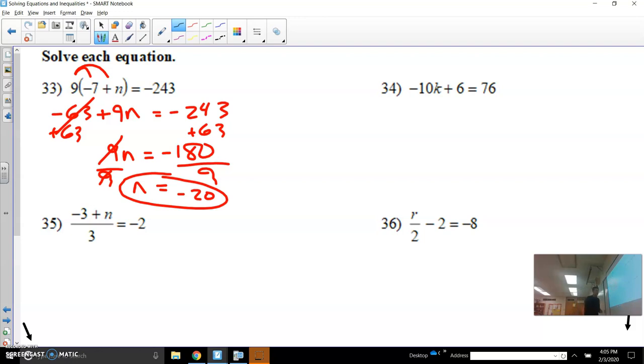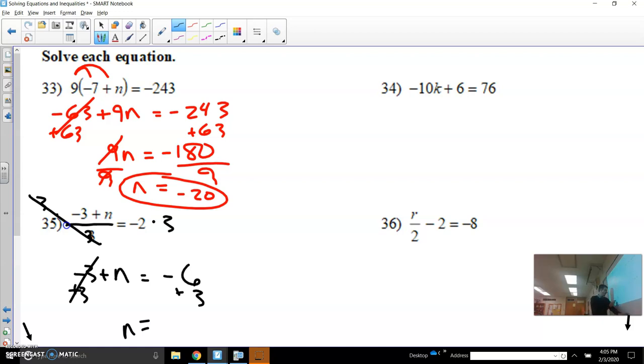The first thing I want to recognize is that this entire side is being divided by 3. So I'd like for that to move. I want to do the opposite of division, multiplication. I'm going to multiply that number to the other side. Negative 3 plus n equals negative 6. Again, my goal is to get the variable by itself. Any value on the left that's on the same side as n, I want to move it. I want to do the opposite of subtracting 3. I want to add 3 to the other side. Sorry, I put a minus, it should be plus 3. And so negative 6 plus 3 is negative 3.